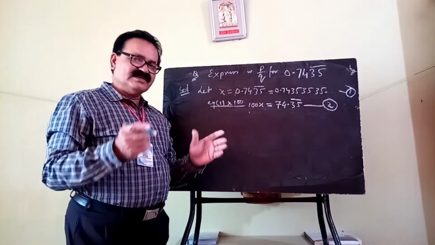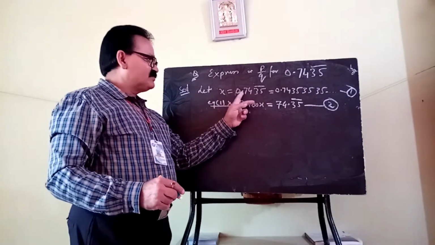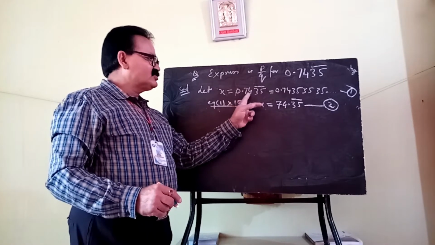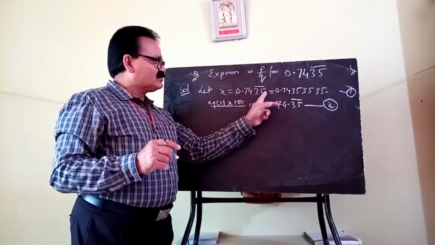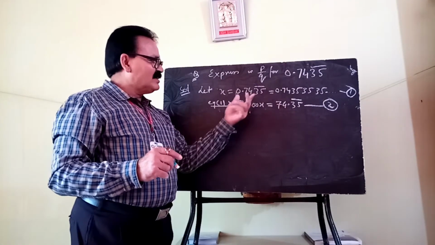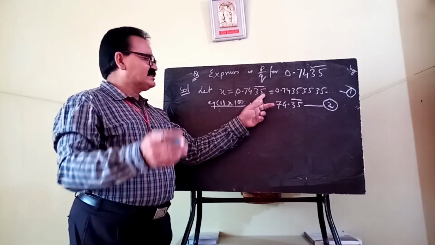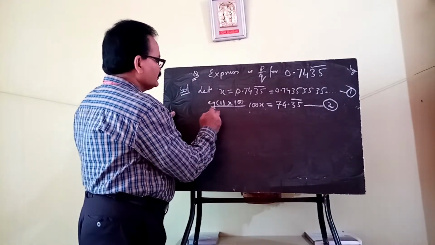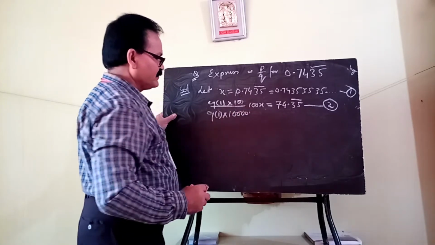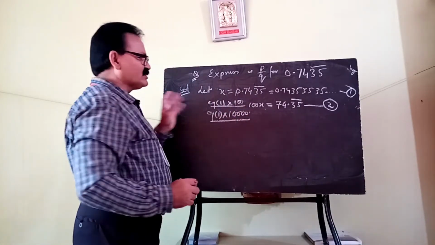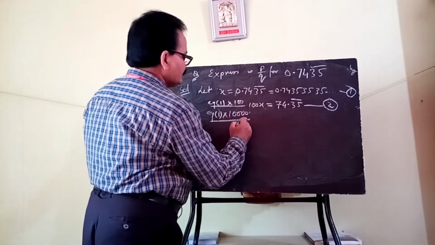Now what will be your next step? Here your decimal is just before 7. So 1, 2, 3, 4. That means you have to shift this decimal up to this place, after 4 places of decimal on the right side. So you have to multiply equation 1 by 10,000, so that your decimal will be shifted up to this place. So what will happen?